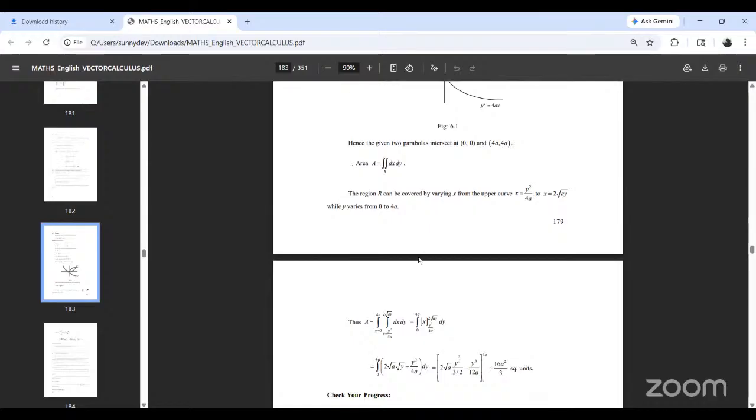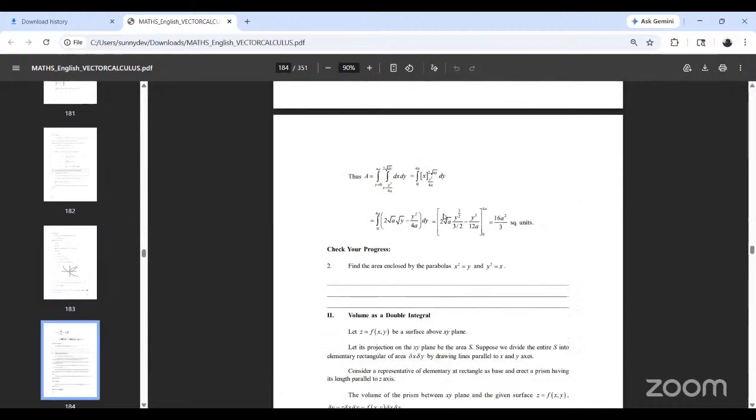So, okay, the region R can be covered by x varying from the upper curve, x equal to y squared by 4a, to x equal to 2 root a y, and y varies from 0 to 4a. So we are taking y equal to 0 to 4a and x equal to y squared by 4a to 2 root ay. Okay. Now we have to do the integration with dx, and we are getting the integral of x dx.